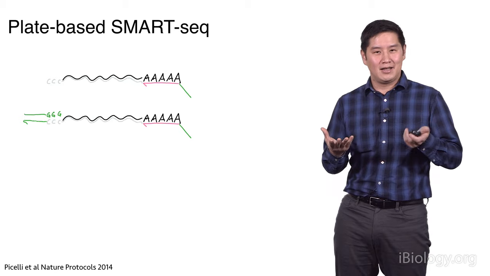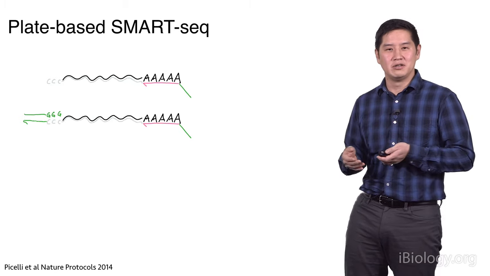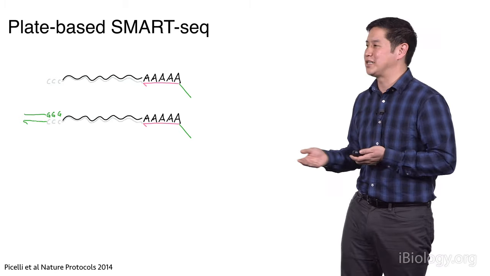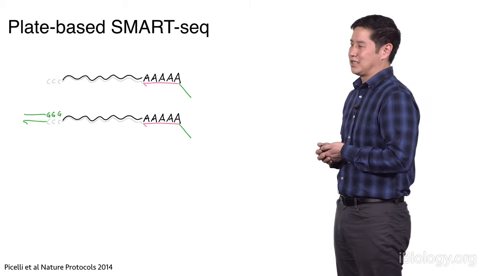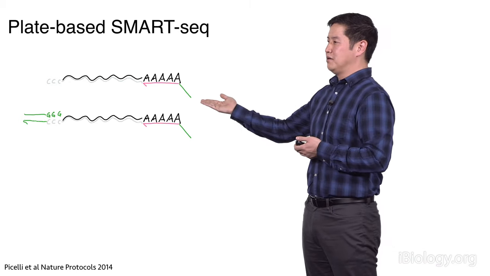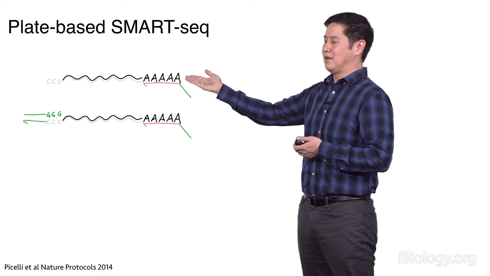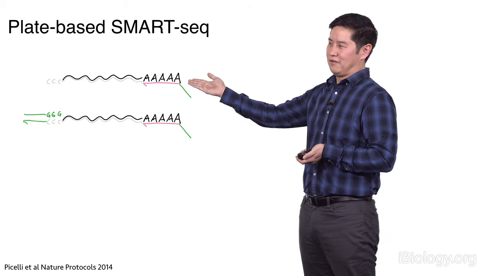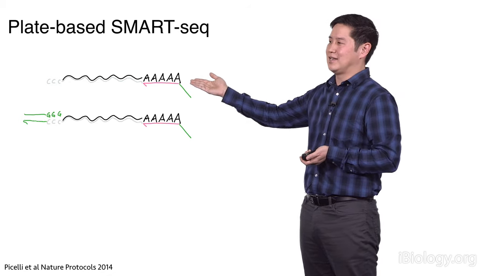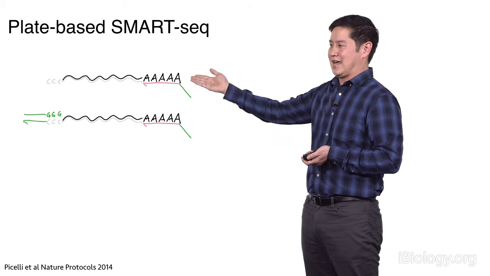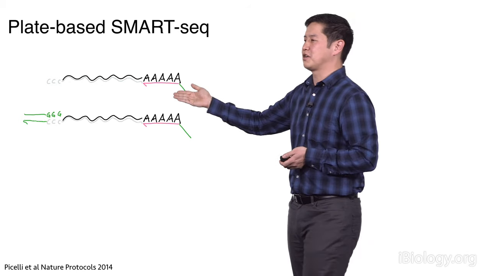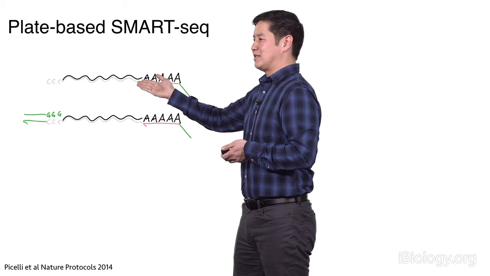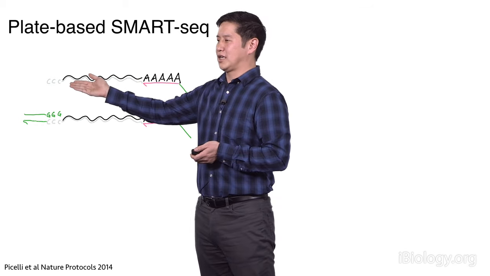You lyse that cell, and then you do a reverse transcription reaction using a SmartSeq-style library preparation. With this library preparation method, you have an oligo dT that will prime a reverse transcription reaction off of mRNAs that are polyadenylated. This oligo dT has a handle on the end, and during this reverse transcription process, DNA gets made using RNA as a copy.